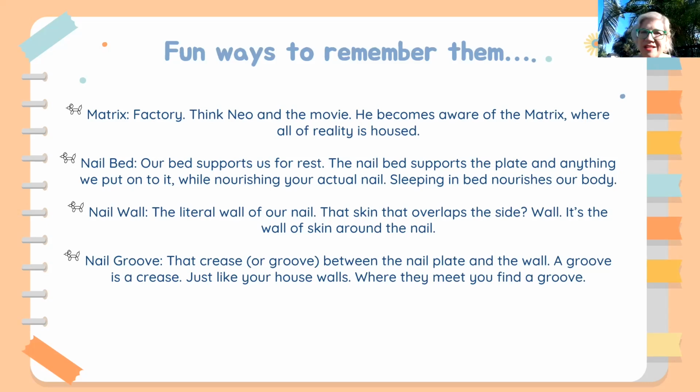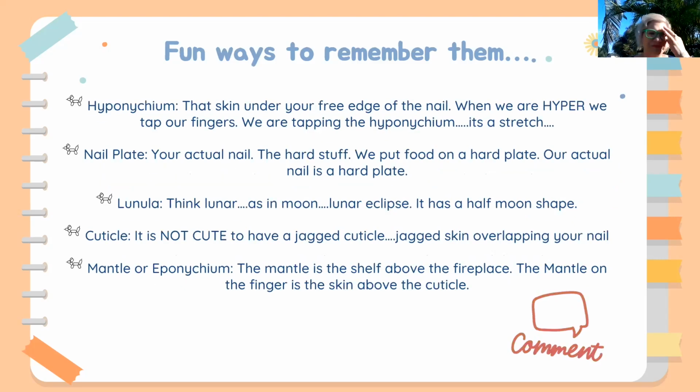Then we talked about the nail wall. It's the literal wall of our nail, right? It's the wall around the nail. It's the skin that overlaps the side. That one I feel like is pretty self-explanatory, but remember that's the skin. Whereas the nail groove is that crease right between the nail plate and the wall. A groove is a crease. If you think about two walls that come together, there's a crease between them, or a groove, where that corner is. It's the exact same thing in your nails. You have the nail wall and then you have the groove right next to it. And there's that crease there, which is your nail groove.